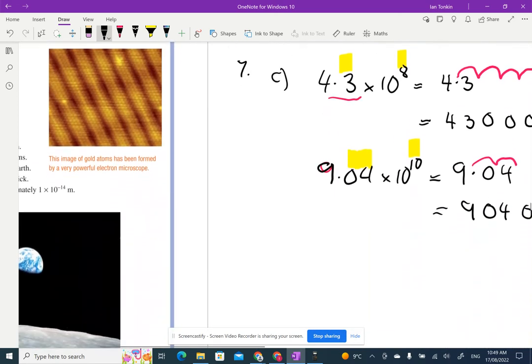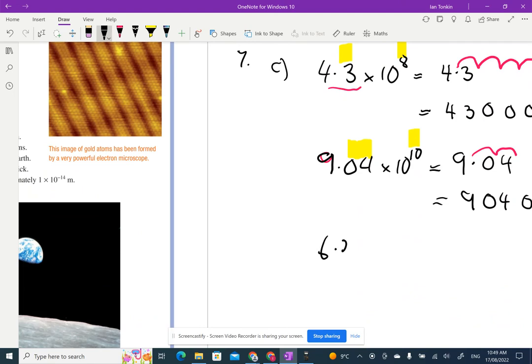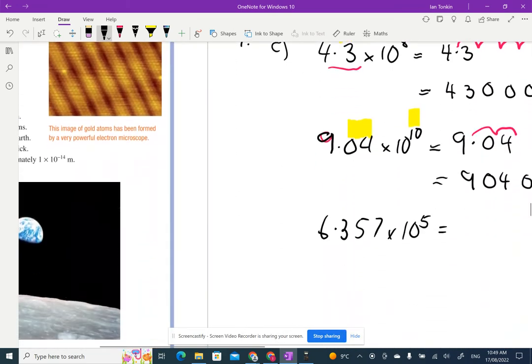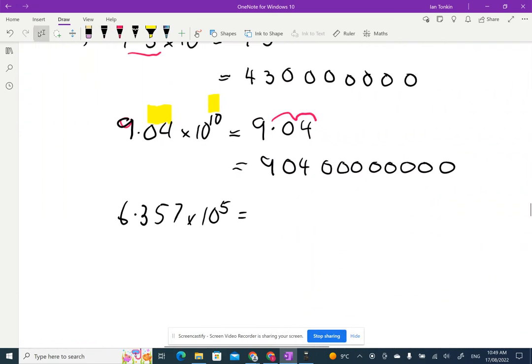So the next one, 6.357 times 10 to the 5. So here we go. That's going to be 6.357, and that's taken 3 of the decimal places, and I've got 2 more, so 2 zeros.